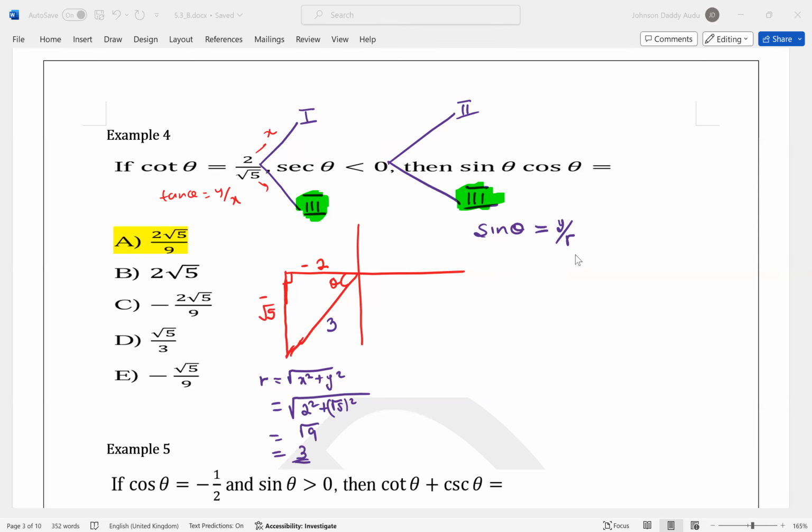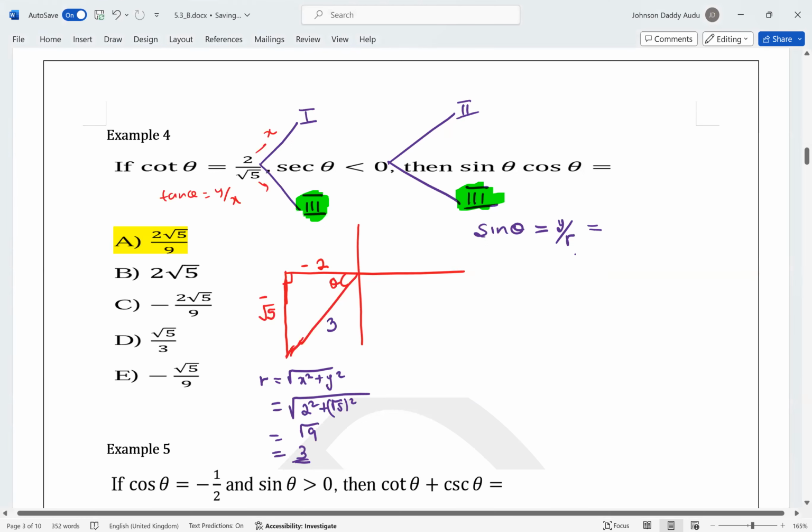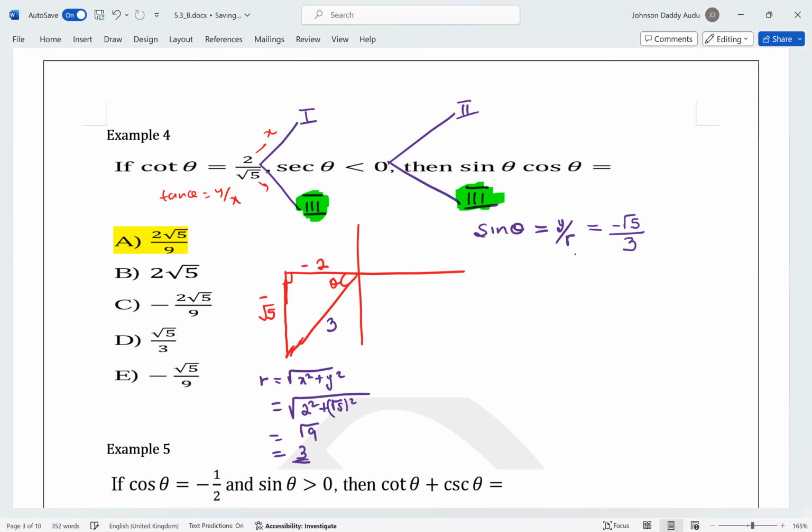Okay, so let's get sine theta. Sine theta in this case is y, which is minus root 5, over r, which is 3. Remember, this is y, this is r, and this is x. Now, if you want to find cosine theta, it is x over r, and that is going to be minus 2 over 3. Now you see that we are in the third quadrant, so cosine and also sine are both negative.